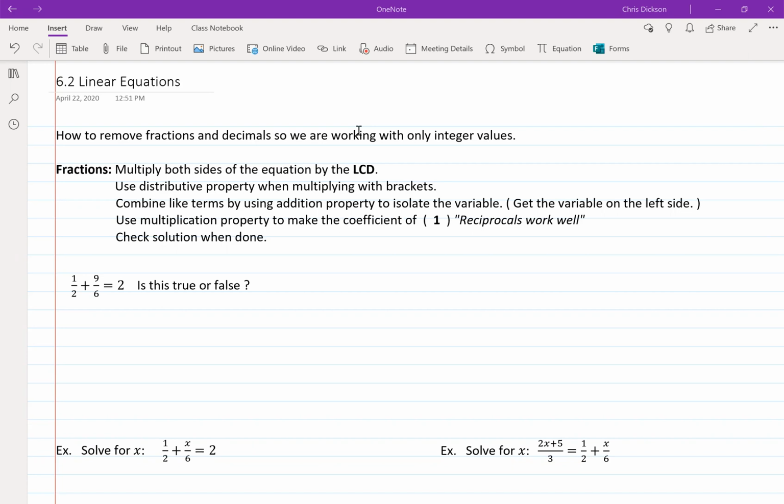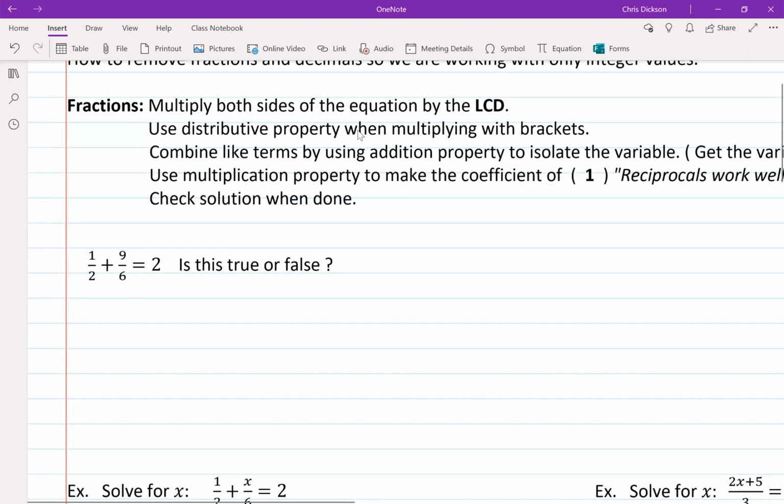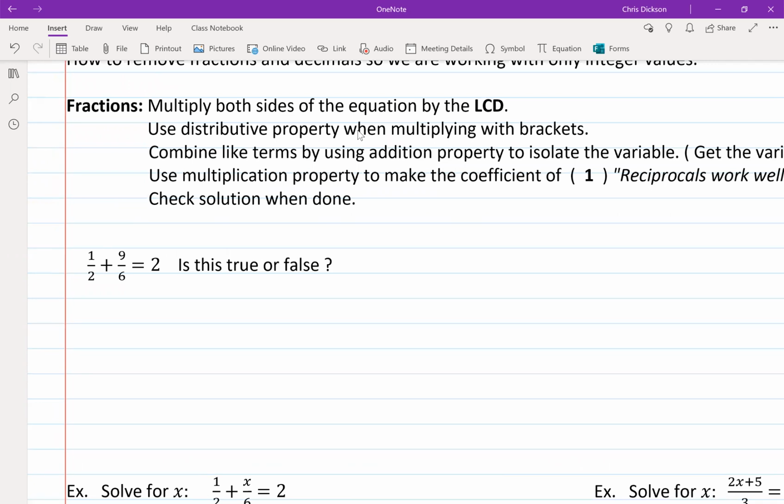So I have a statement here. Let me zoom in. So we have 1/2 plus 9/6 equals 2. Is that a true or false statement? And let's see if we can do that without using a calculator here. And then we'll start talking about this idea of multiplying through by the LCD.